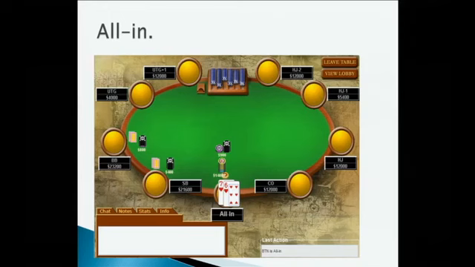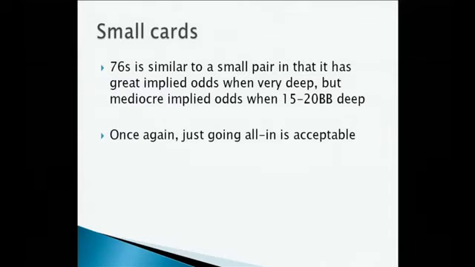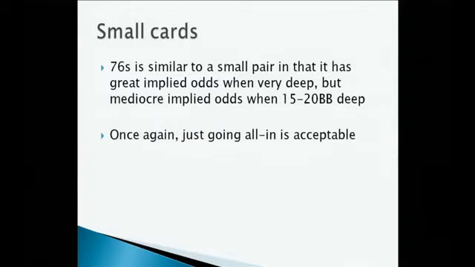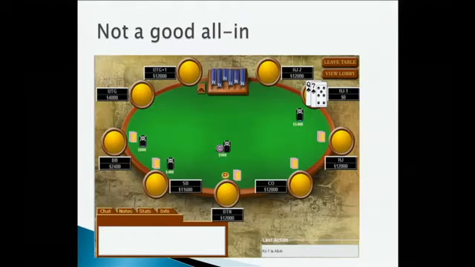Yeah, with 7-6 suited, I think it's also okay. This is a similar story to pocket deuces. 7-6 suited has great implied odds when you're 100 bets deep, and making straights and flushes is very relevant. But when you're only 20 bets deep and you're just trying to make a big pair, small cards aren't good at making big pairs. So once again, going all in is acceptable.